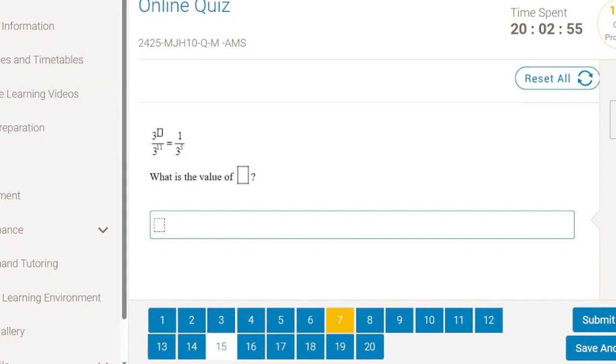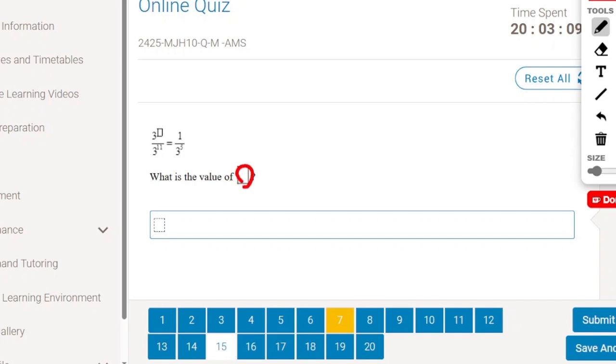3 power of something divided by 3 power of 11 will be equal to 1 over 3 power of 5. What is the value of this empty thing? So this one we can call it a variable. Let's say it will be x. Okay, so here it will be 3 power of x divided by 3 power of 11 has to be equal to 1 over 3 power of 5.